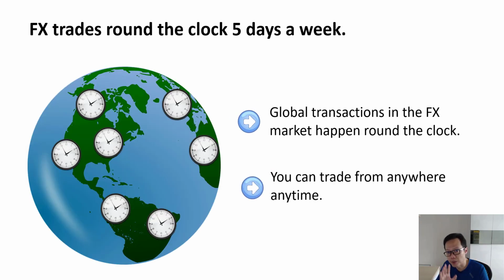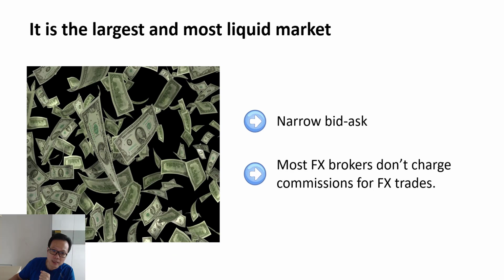Next, FX trades round the clock 5 days a week. And actually it still trades over the weekend, but those are for institutions. For retail traders, it is 5 days, your Monday to Friday. But that's enough for you to trade from virtually anywhere, anytime. Then it is also the largest and most liquid market in the world.